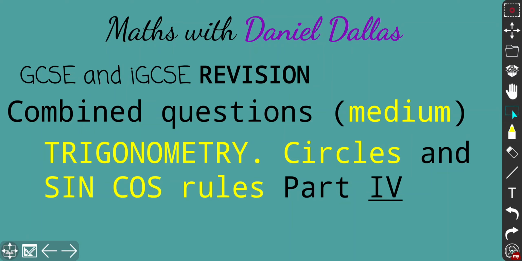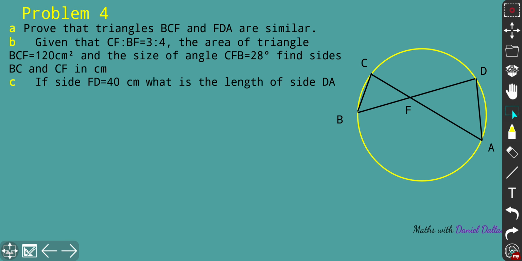This video is all about combined questions dedicated to trigonometry. The level is medium, so for some Year 9 students it might be hard. Make sure you understand how to work with the sine and cosine rules because they're really significant. You also need to remember that you can apply circle theorems, because that's combined with this, and also similar triangles. All right, let's move to problem 4.